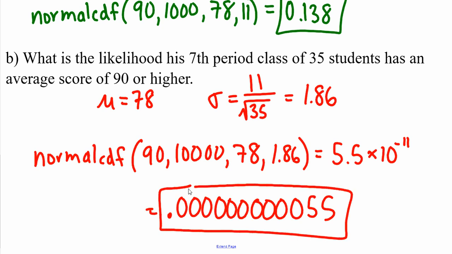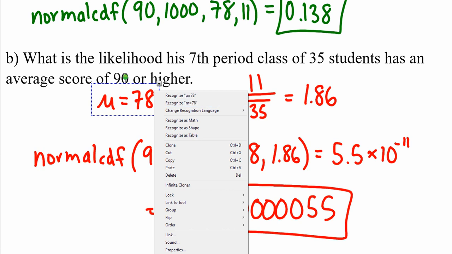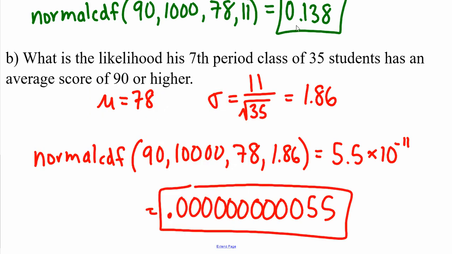That is how unlikely it would be to have an entire class having an average of 90 or higher based on the information. And that's what the central limit theorem tries to get the point across. Averages, if you do distributions for averages, they are a lot more consistent, less variable. So if you get a value that is far from average, it's unlikely.